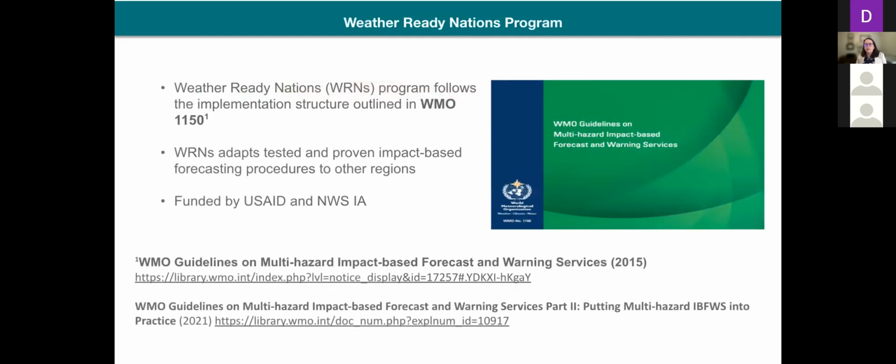So in the US, we have developed the Weather Ready Nations program in cooperation with the USAID and the National Weather Service International Activities Office, and in partnership with the Hydrologic Research Center. This is an approach to impact-based forecasting, which is based on the WMO publication 1150, which are the guidelines for multi-hazard impact-based forecast and warning services. And the second volume of this guidance was just published this week, which talks about putting it into practice. So these are the two references at the bottom of this slide.